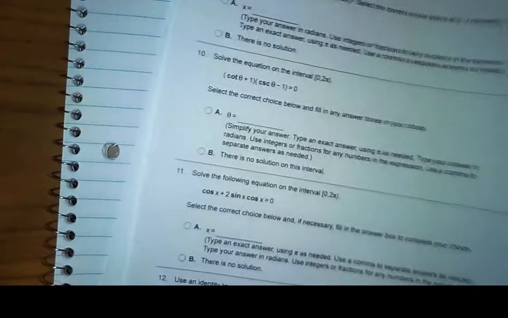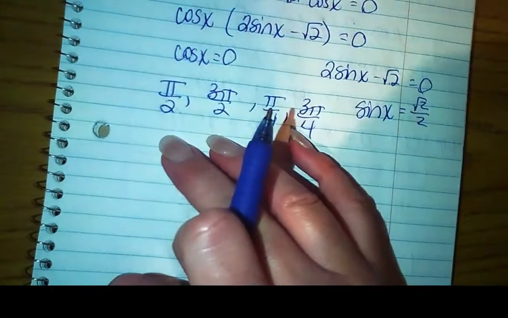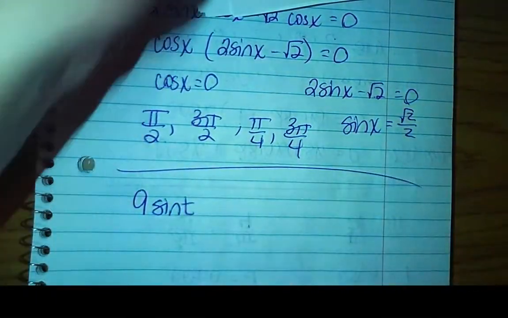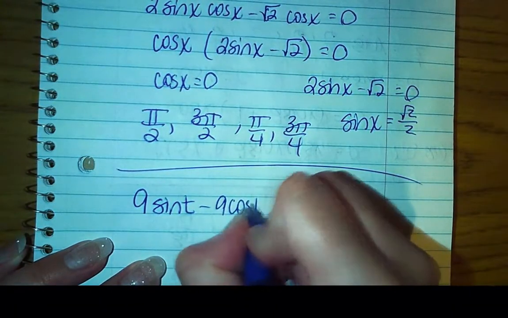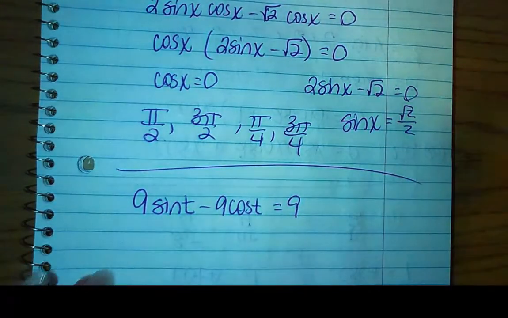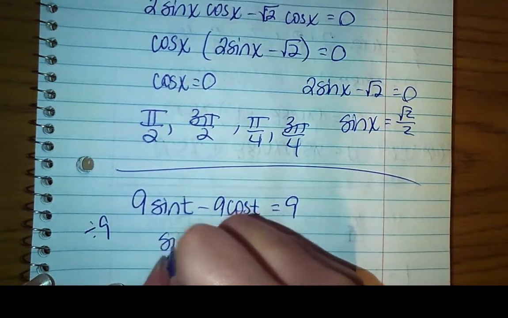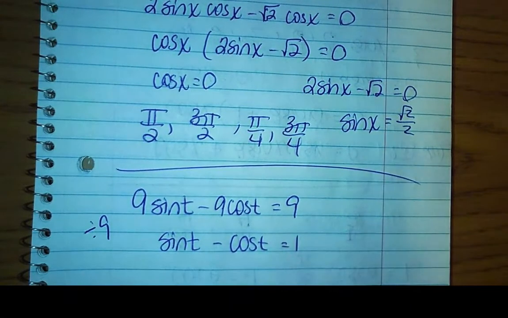Okay, sorry. I'm trying to go at a decent speed, but not destroy people in the meantime. All right, so we've got 9 sine t minus 9 cosine t equals 9. Again, make sure you check your work because some of them may not work. The first thing I notice is that I can factor a 9 out of everything, so I'm going to divide everything by 9. So now I have sine t minus cosine t equals 1.